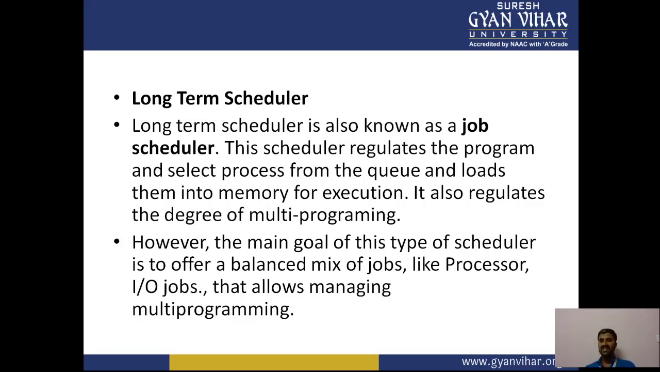When a process changes state from new to ready, there is a use of the LTS, from the secondary memory to the main memory, right? So now it is very clear what the long term scheduler can do. It can take the process from the secondary memory and keep it in the main memory. The long term scheduler is known as the job scheduler. Basically, this scheduler regulates the program and selects processes from the queue.